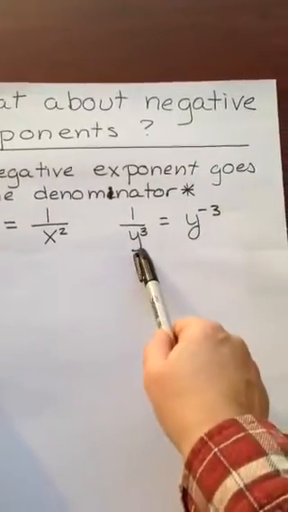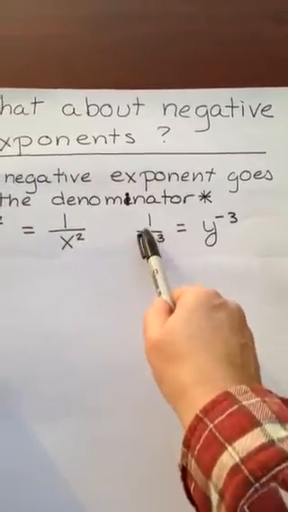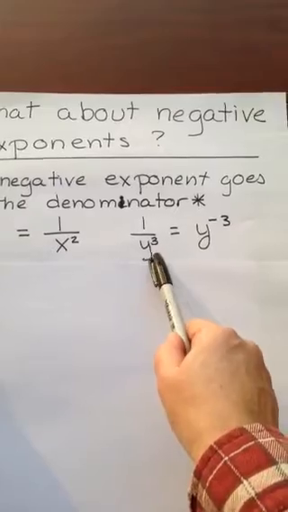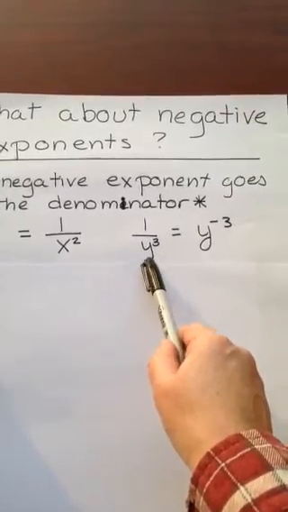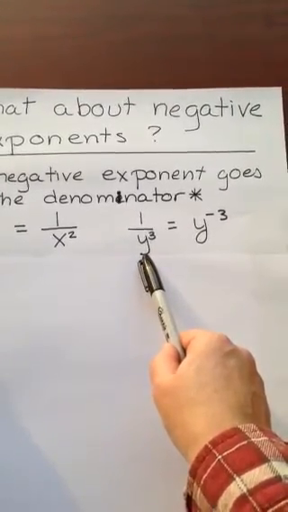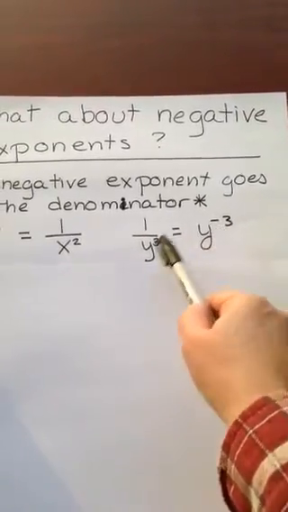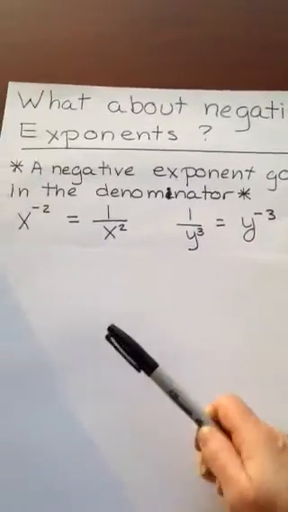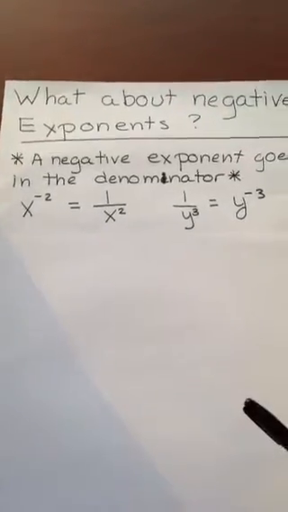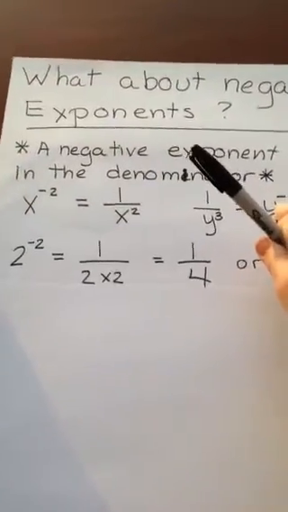So if I have something like this, that I have 1 over y to the third, that's in the denominator. So if I want to write that without writing a fraction, I write y to the negative third, because that negative says I got it from the denominator. Okay? Now, let's put some numbers into this.